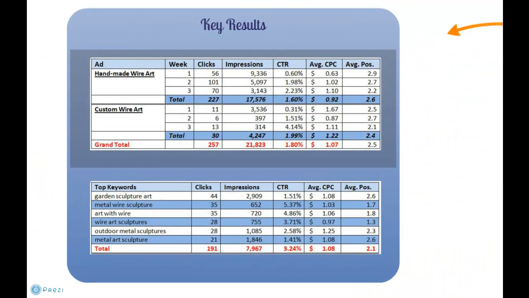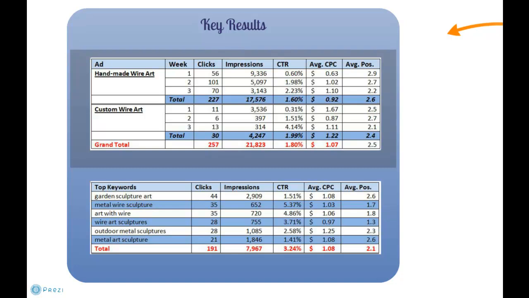The AdWords account exceeded the expectations of the campaign. The AdWords group chart shows the performance indicators of the 2 campaigns that were run during the 3-week period. The handmade wire art ad has a CTR that increased weekly and an average weekly CPC that went from 63 cents on week 1 to $1.10 by week 3. This increase in cost per click resulted from the use of higher search keywords to attract more clicks.